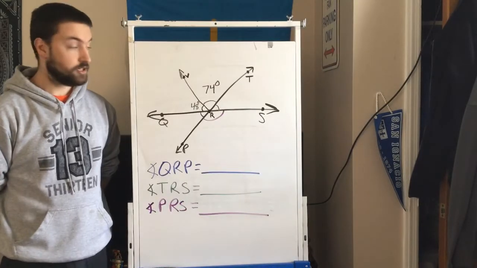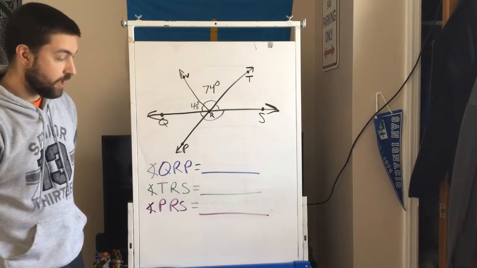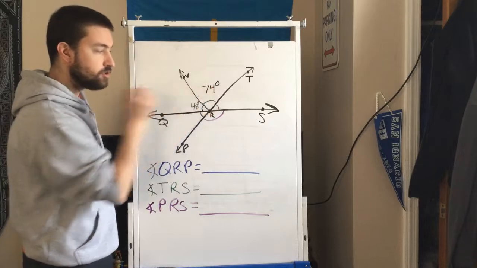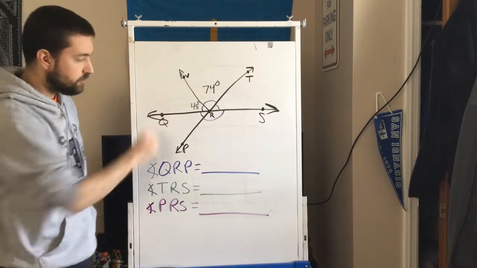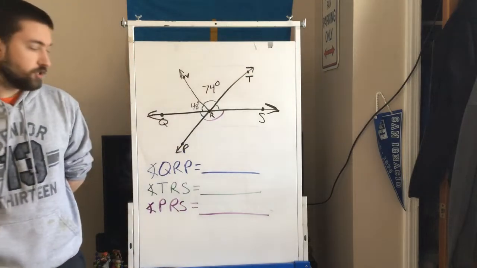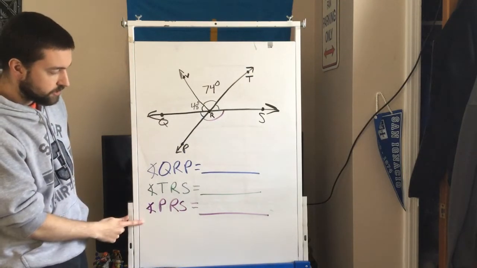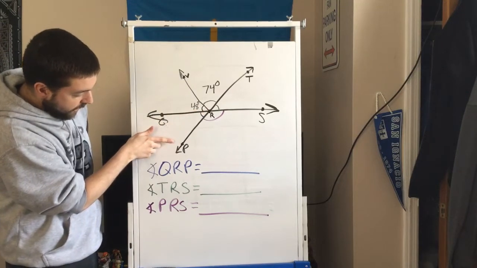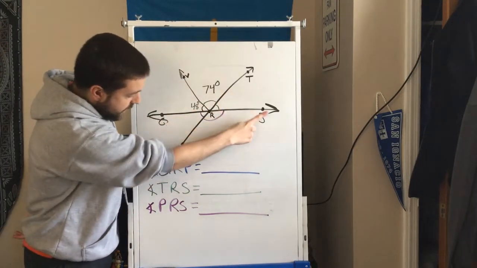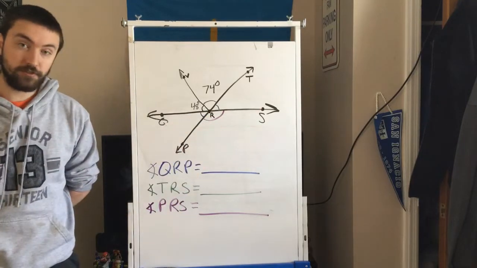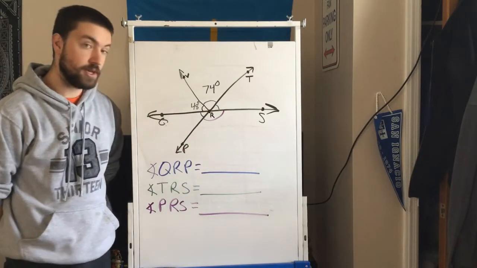All right, Lightning Leaders, here is the example problem I have for you. What I have for you here is they gave you these two angles, angle QRV and angle VRT. And what I want you to try to figure out is the other 3 missing angles, angle QRP, angle TRS, and angle PRS. I want you to try to figure out the measurements of those 3 angles.